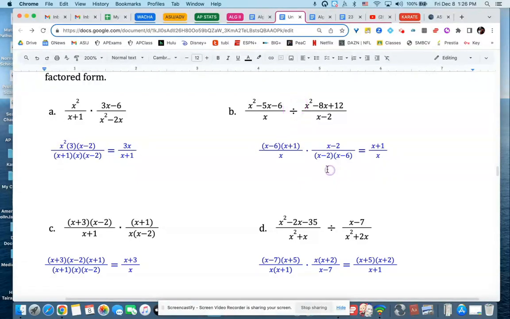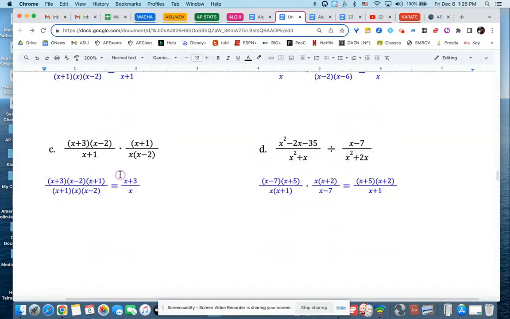This is division. The first step is to multiply by the reciprocal. So we have to flip this one upside down, right? And then multiply instead of divide. I still have to factor those. Once I factor them, then I can start canceling. Cancel, cancel, cancel, cancel, and I'm left with x plus 1 over x.